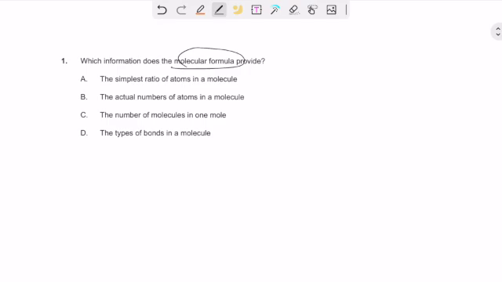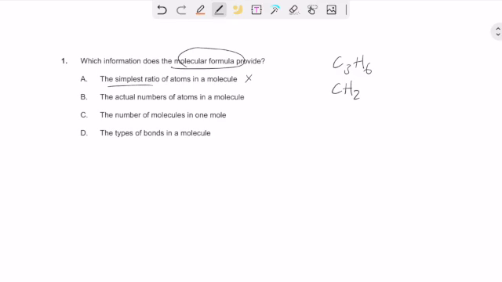For A, it says the simplest ratio of atoms in a molecule. This is incorrect because that is the empirical formula, which is essentially what it says here, the simplest ratio of atoms in a molecule. For example, something that might have the molecular formula of C3H6 will have an empirical formula of CH2. So that is incorrect for molecular formula, which is what the question asks for.